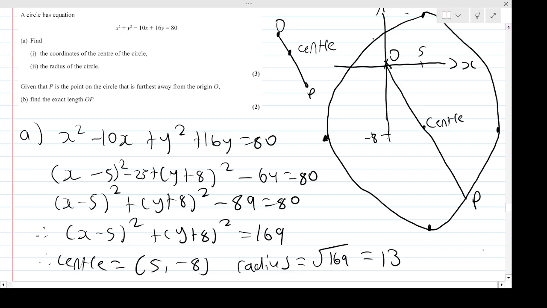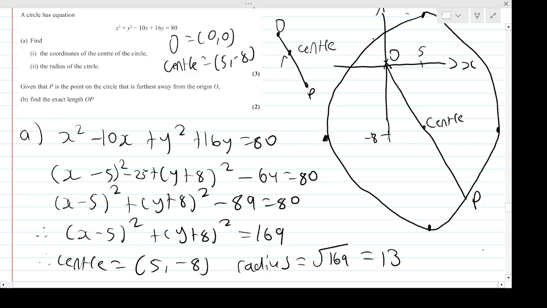Now, we want to work out OP, but we can alternatively consider splitting the length up into these two components, from O to the centre and from the centre to P, because we actually know what these two parts are. O to the centre, well, we do know O, which is (0, 0), and the centre, which we worked out in part A to be (5, -8). These are two points, so I can work out the distance between O and the centre using the distance formula.